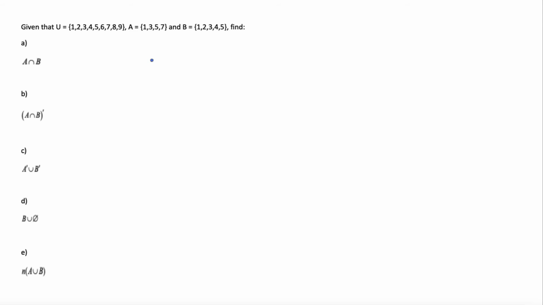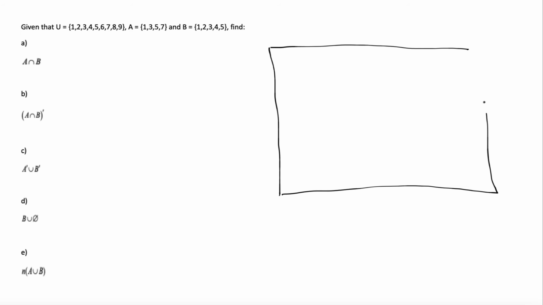Now, probably a good idea to draw the Venn diagram. That may help us, well, not may, it probably will help us to answer these questions. So let's draw a rectangle. Remember, the rectangle represents the universe, so all elements in question. Somewhere, somehow, these 1, 2, 3, 4, 5, 6, 7, 8, 9 should appear in this box.